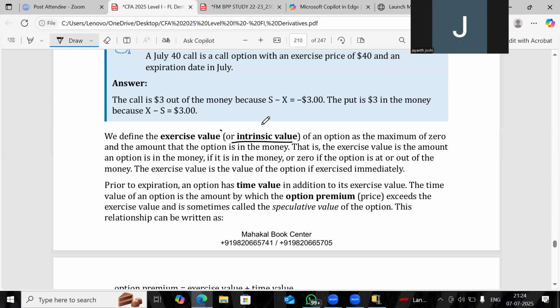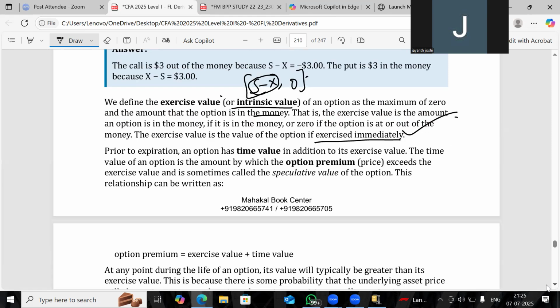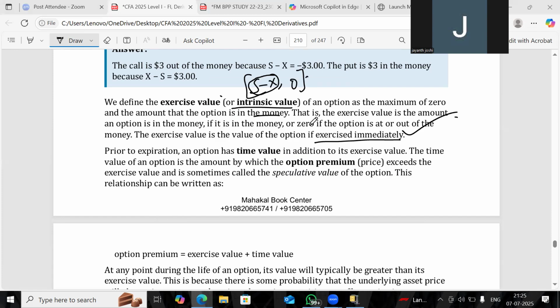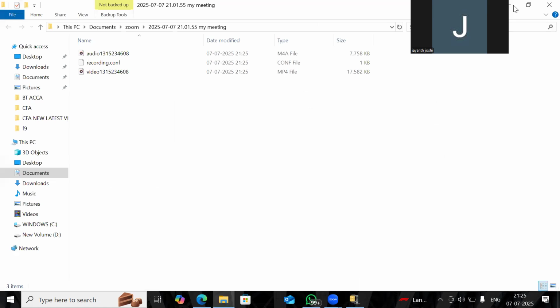We define the exercise value, intrinsic value of an option as the maximum of zero and the amount that option is in the money. That's zero and stock minus strike in case of call option. That is the exercise value. We have already seen this. And the exercise value is the value of the option if exercised immediately. If today you exercise the option immediately, the value it is creating for you is the exercise value. That is possible in case of American options. In European options, you will always exercise that on the maturity date. You have to understand that point.